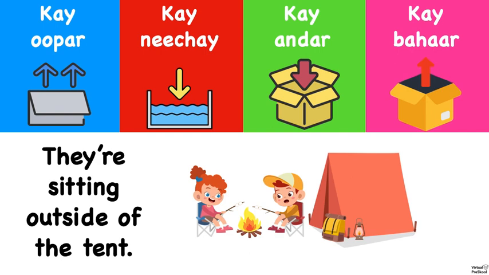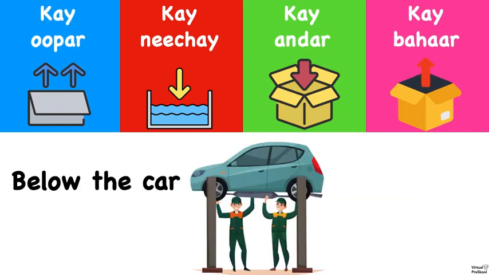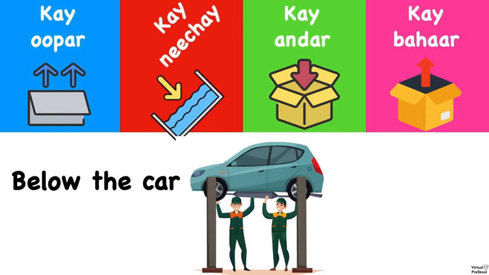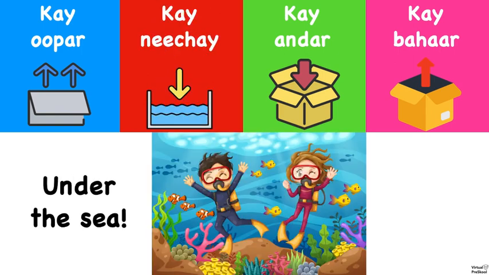They're sitting outside of the tent. Outside would be ke bahaar. Next one. They're standing below the car. Below. Which one is below? Ke upar, ke neeche, ke andar, or ke bahaar? Ke neeche. Ke neeche is below.